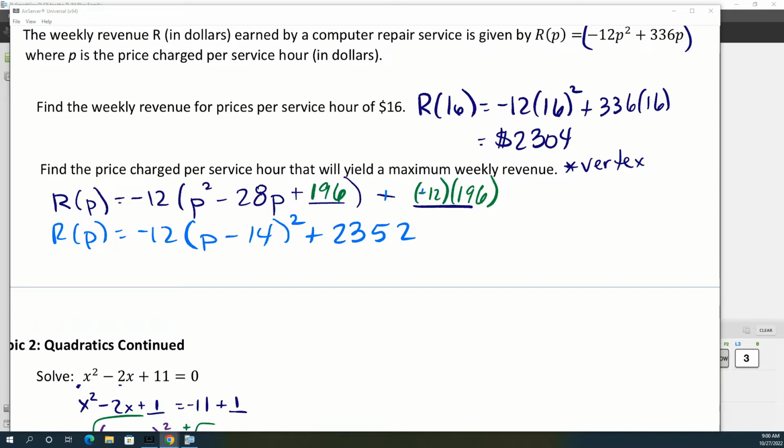So which one do you think answers the question, how much they should charge per service hour? The 14. Now, if you can find a job that makes $2,352 an hour, I definitely want that job for sure. $14 an hour. I think this might be an outdated problem. So we're looking at the $14.